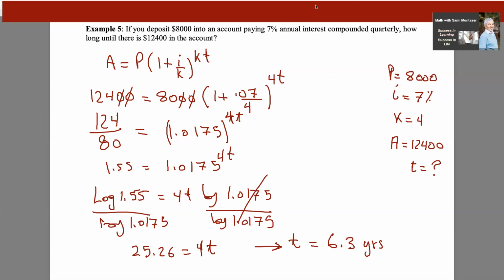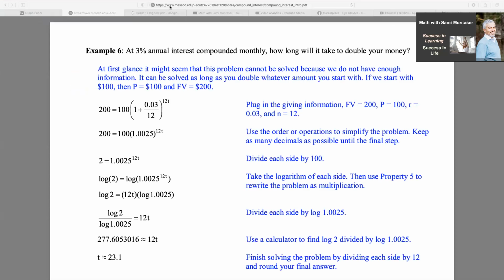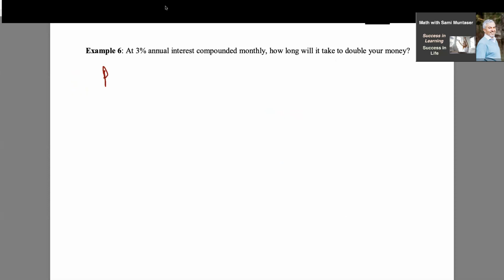We'll do one more question. So here's one more example. At 3% annual interest compounded monthly, how long will it take to double your money? So I'm going to go straight into my accumulated amount. Accumulated amount equals principal times 1 plus 0.03 divided by 12, since it's monthly, to the power of 12t. They ask how long will it take to double your money?